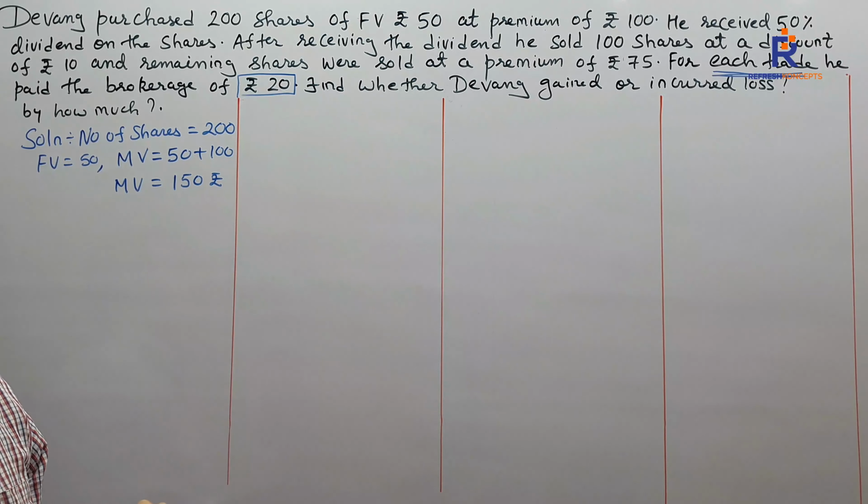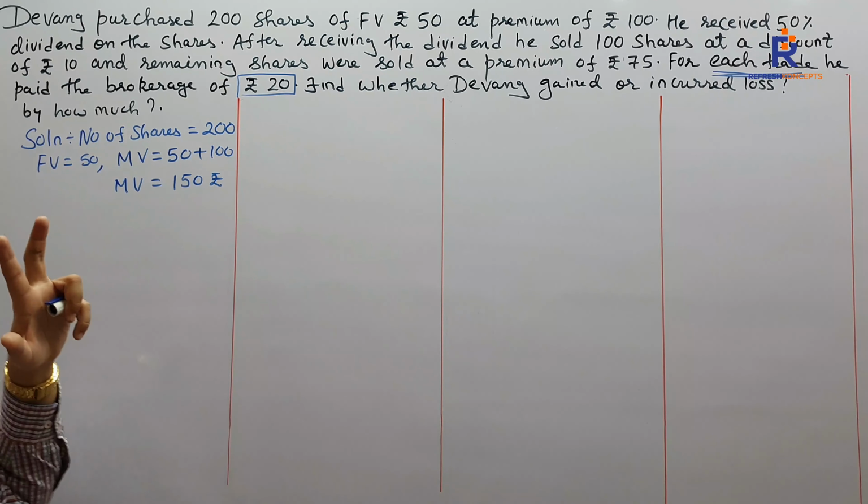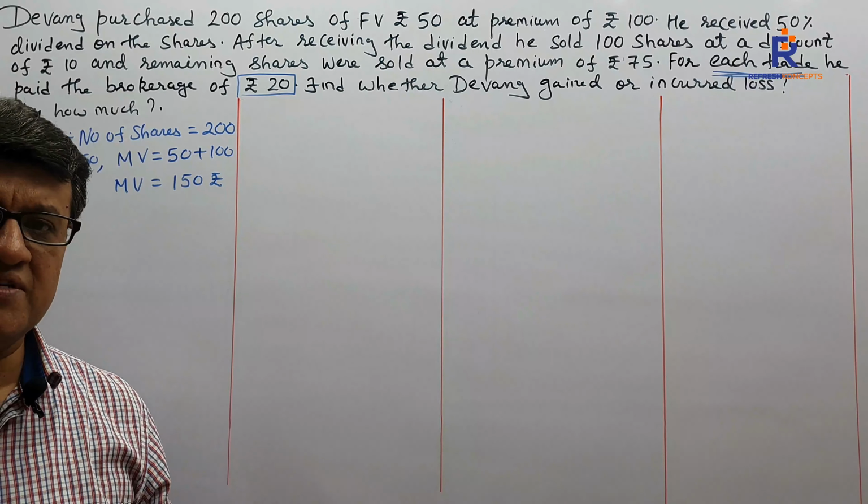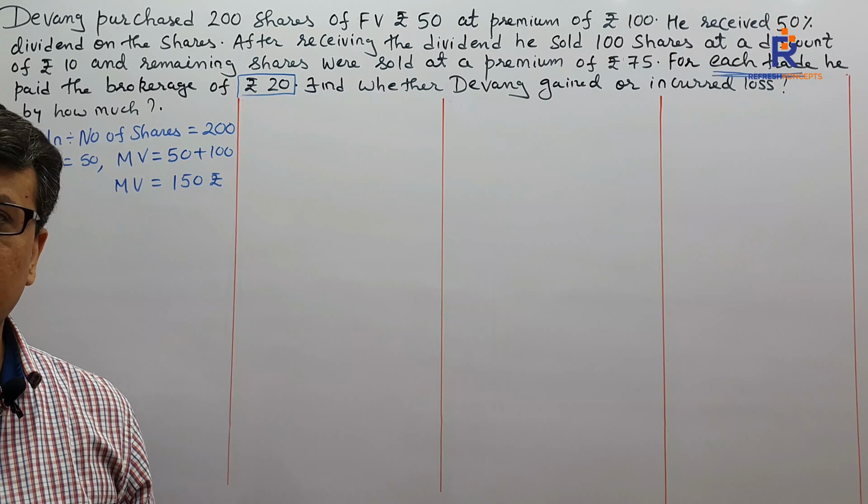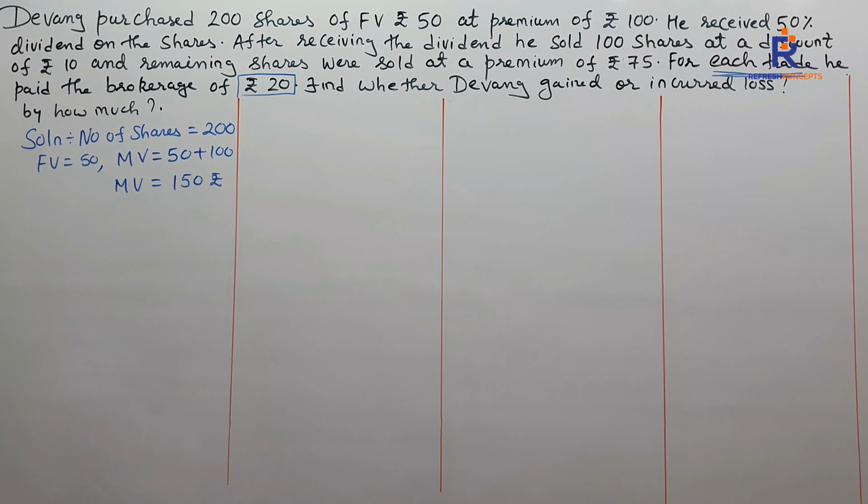Find whether Devang gained or incurred loss. If so, by how much? Whether he incurred profit, what is the profit, whether incurred loss, what is the loss. Step by step is what we go. We would like to know what is the dividend received. Simultaneously, we should know what is the amount invested in purchasing 200 shares.